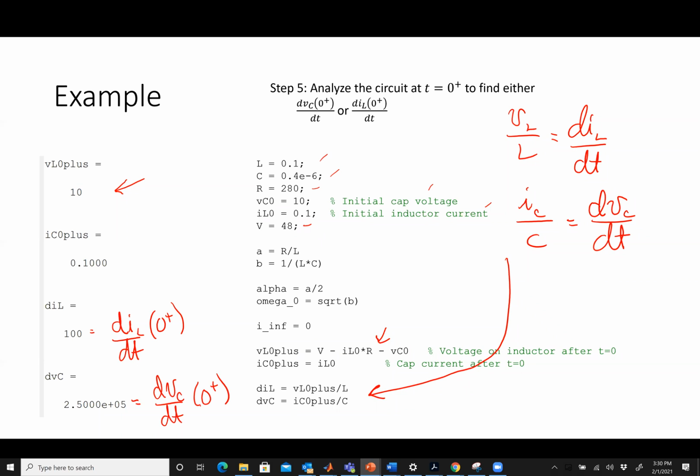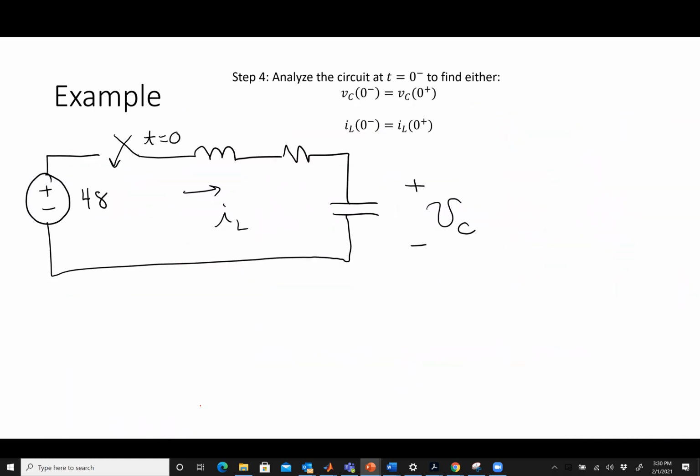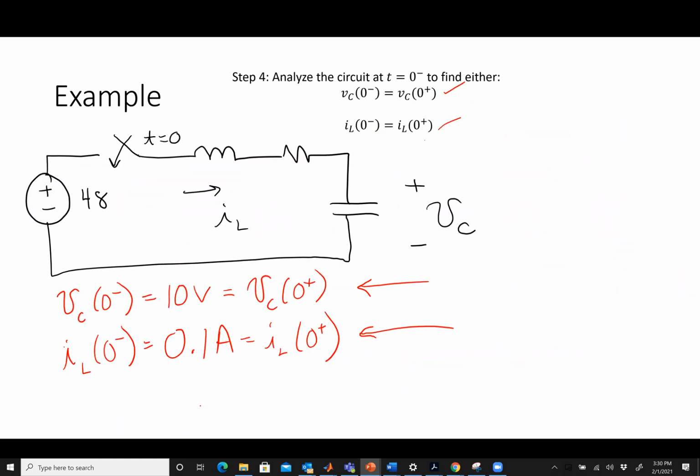How did you get the capacitor voltage at 0 plus to be 10? Because I was told that at 0 minus it was 10, and 0 minus and 0 plus have to be the same. Oh, so that was an initial condition? Yeah, that's in the initial conditions. Problem 3 is like that too on the homework. If you look at the top of the problem, it tells you what the value is at T0 minus. I think people didn't see that in the problem statement.